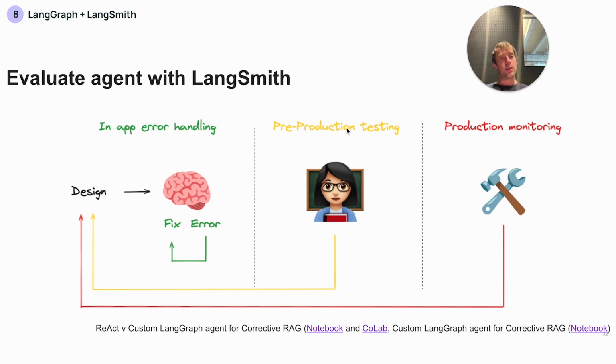And LangSmith also has production monitoring. So you have an agent, you deploy it. There are lots of different ways you can monitor that agent in production using LangSmith. So that's just another thing I want to note.